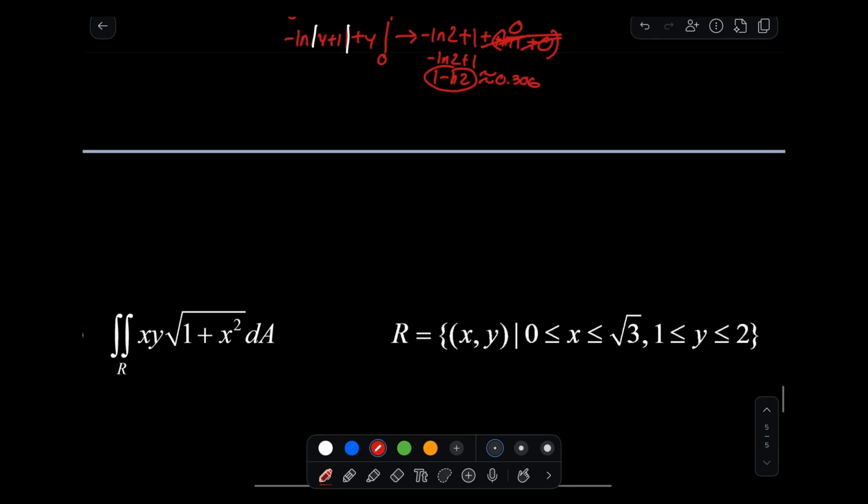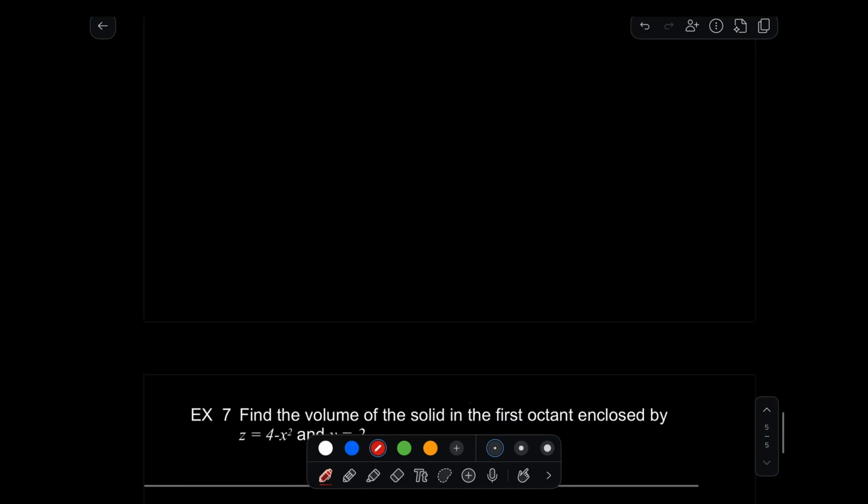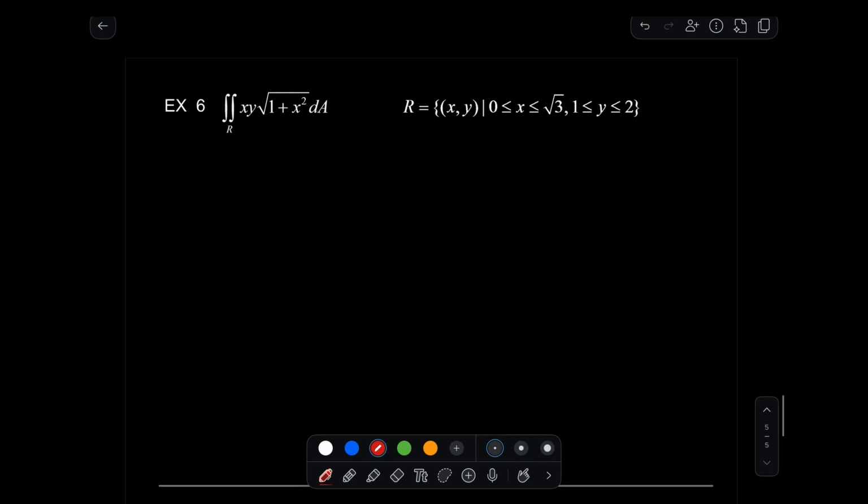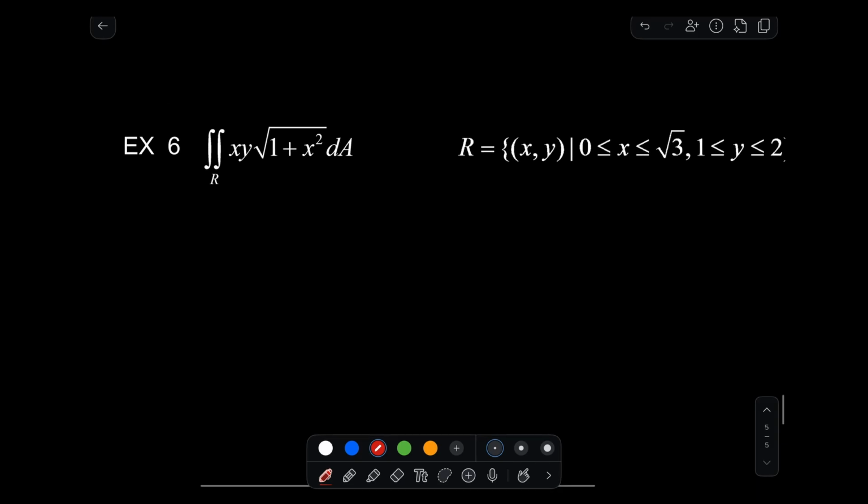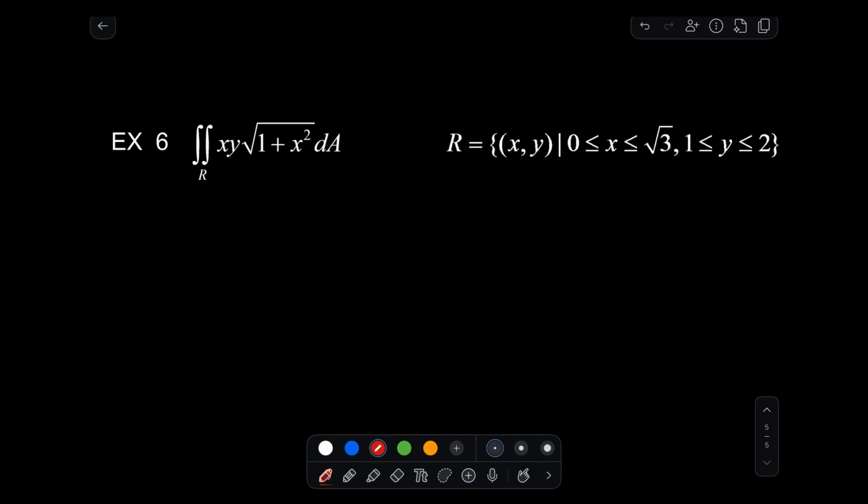And then we have example 6, and then we have our last example, example 7, which we'll cover. We have this right here. We have example 6 covering this entire region. If you want to try this example on your own, feel free to pause the video, and let's get right into it.